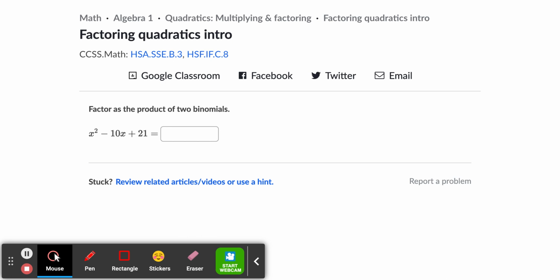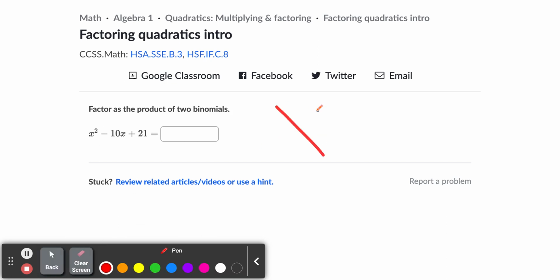So you want to think about it as, you're undoing the multiplication, you're undoing distribution, okay? And if you've multiplied enough binomials together, you're going to pick up a pattern. The pattern is going to be summarized like this. I should be able to find two numbers that multiply to get this 21 at the very end, and at the same time, those same two numbers should add up to this negative 10 in the middle. You'll see what I mean once I finish this example.